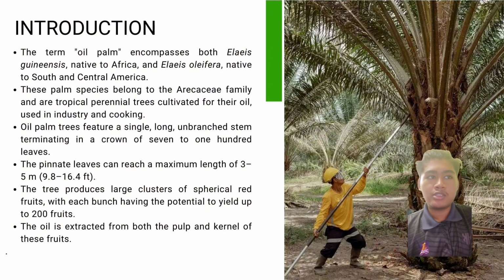So oil palm encompasses both the Elaeis guineensis, native to Africa, and Elaeis oleifera, native to South and Central America. So this plant species is typically used in the oil industry, where we harvest their fruit in order to get the oil and process it into cooking oil. The oil from the fruit is extracted from both the pulp and kernel of the fruit.